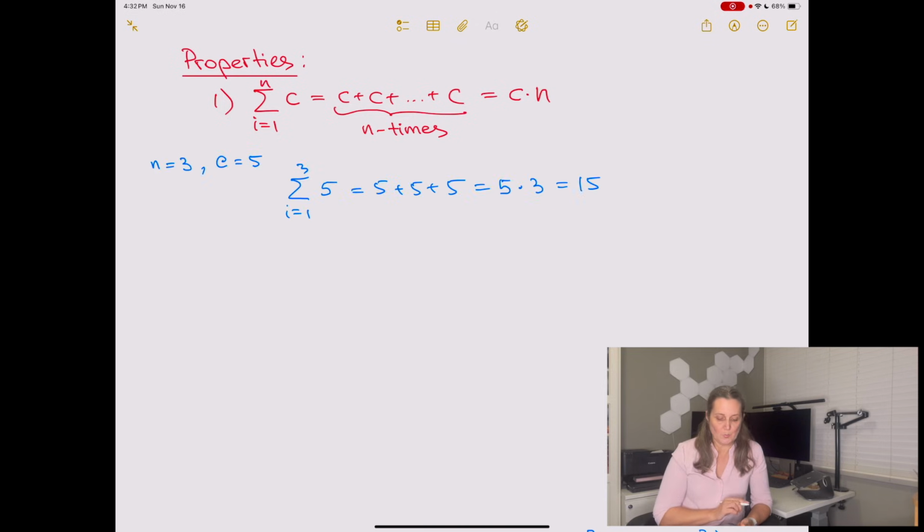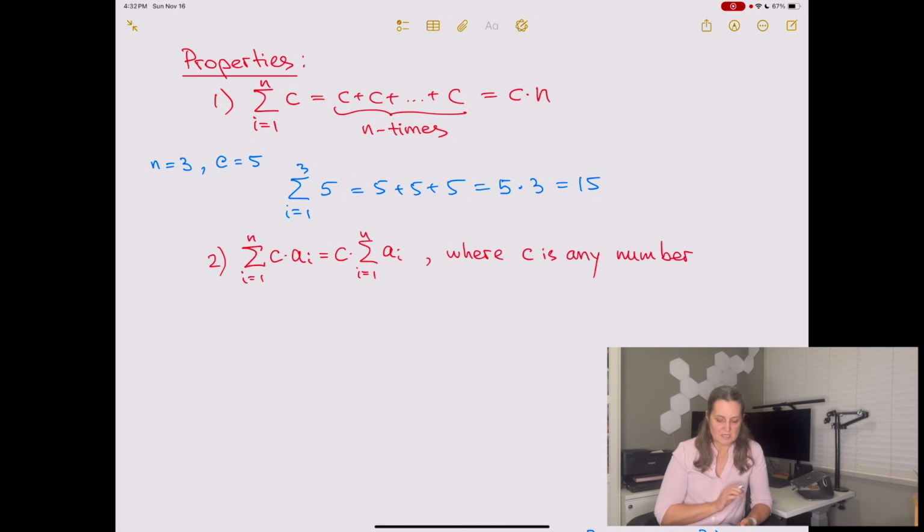Let's consider an example where n is equal to 3 and c is equal to 5. So the sum as the index changes from 1 to 3 of 5, which is 5 plus 5 plus 5, would be equal to 5 times 3, which is 15.